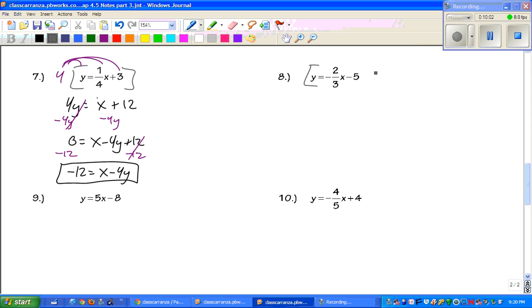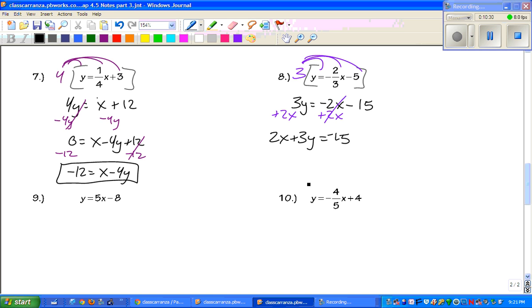let's do the next one together. Okay, we have fractions, so I'm going to multiply everything by 3. And we get 3y equals negative 2x minus 15. To get the x on the other side, I'm going to add 2x to everything. And we're going to get 2x plus 3y equals negative 15. You guys starting to get a hang of it?